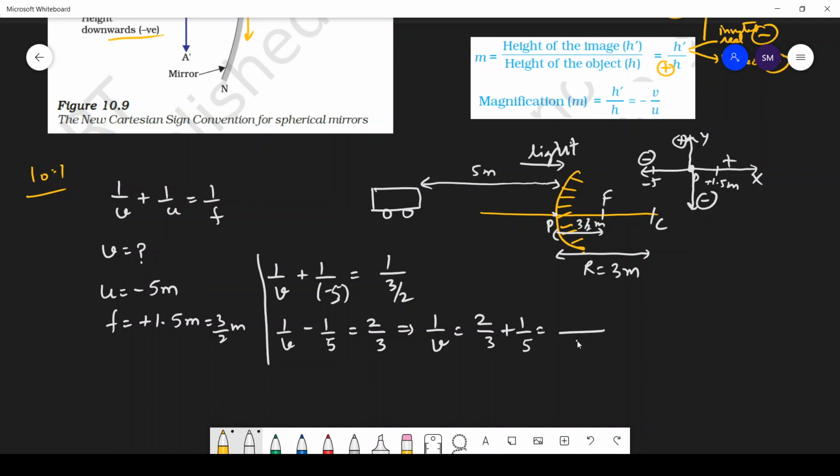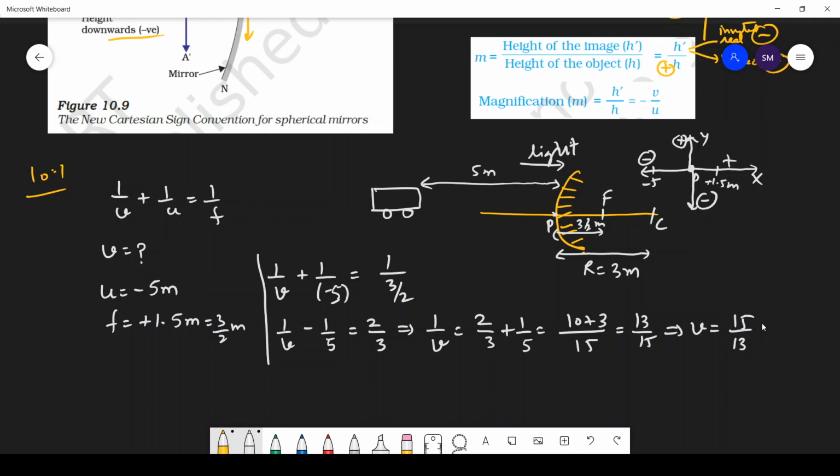So this comes out to the LCM is 15. So multiply 5, 10, multiplying 3. So this is 13 upon 15. So what's the value of V? V will be 15 upon 13.